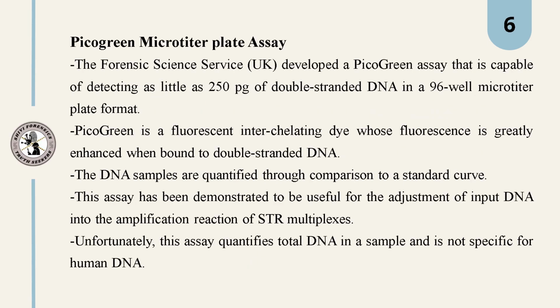The next method is the PicoGreen method, which was developed by the Forensic Science Service. The main component of this method is PicoGreen dye, which is a fluorescent and intercalating dye. This dye binds only to double stranded DNA, and when it binds to it, it gives fluorescence, which is compared with the standard sample to determine the amount of DNA present in the unknown sample. The limitation of this method is also that it is not specific to the human genome only because it gives a result for the total amount of double stranded DNA present in the unknown sample.